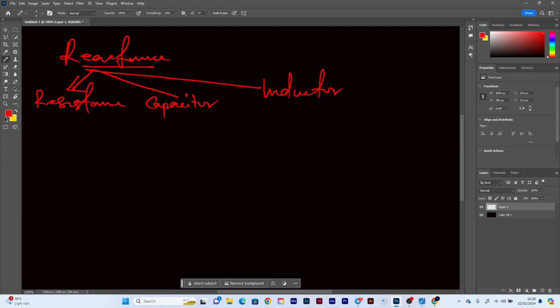What's the difference between these three? You see, resistance does not save energy. Resistance does not do what? Save energy. Say that. What resistance does is that whatever energy is dissipated, it is converting it to heat straight up. Any energy that it dissipates, resistance is converting it to heat. But the capacitor stores energy in its own electric field.